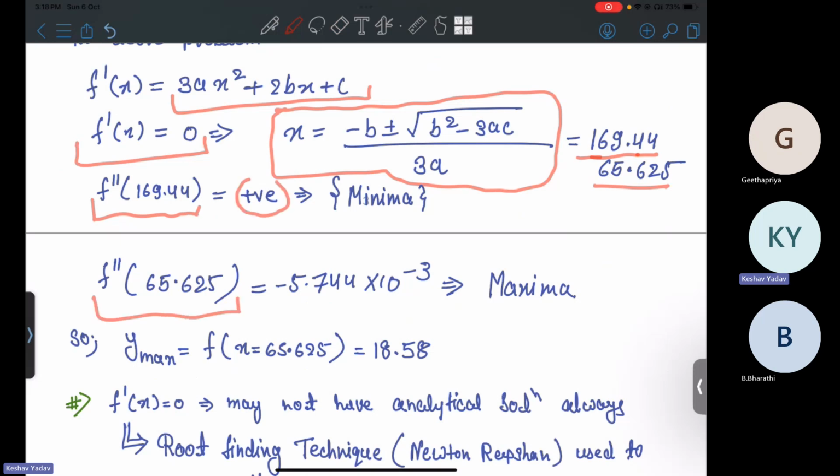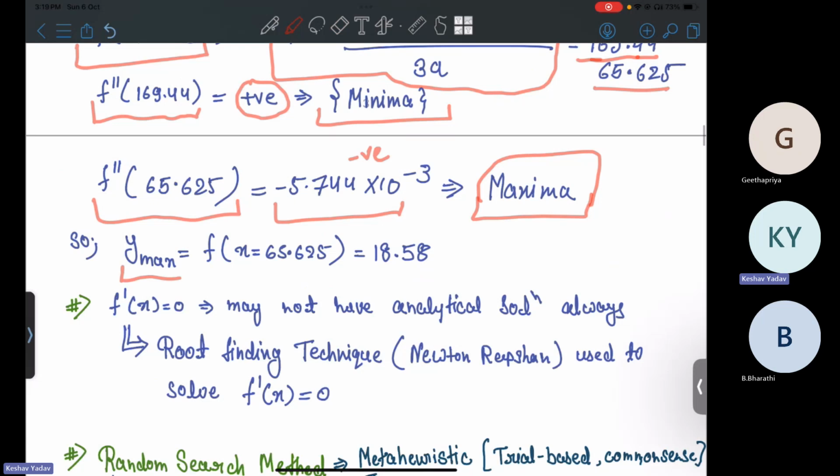If the value comes positive, it is minima. If the value comes negative, it is maxima. So at x equal to 65.625, the value is negative, so here we will have a maxima. The value of maxima, y max, means the maximum fuel economy, will be f of x at x equal to 65.625, which is equal to 18.58 kilometer per liter.